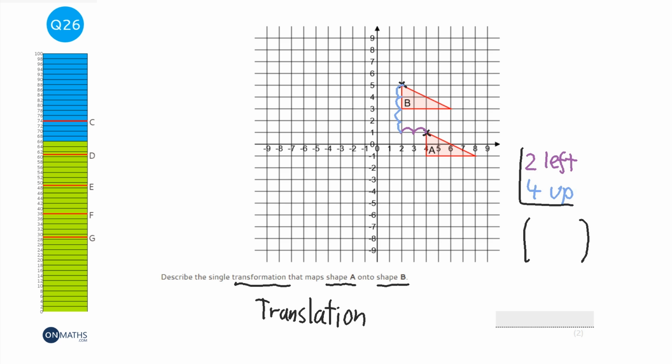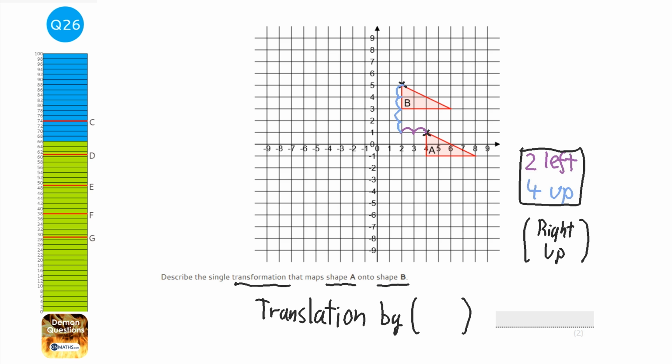Now the way of showing translations is by using vectors, and it sounds fancy, but it's just putting this information between a bracket. The number at the top of the bracket is how far right it's gone, and the number at the bottom is how far up it's gone. Well, let's do the number at the bottom first. So translation by, there's different words you could use there, and the number at the bottom, well, it's gone 4 up. So it's just a 4 there.